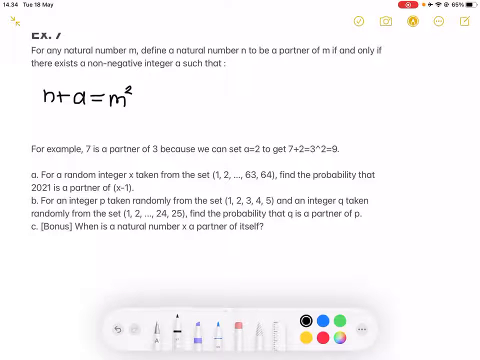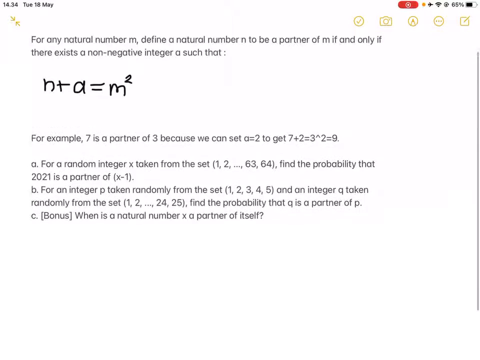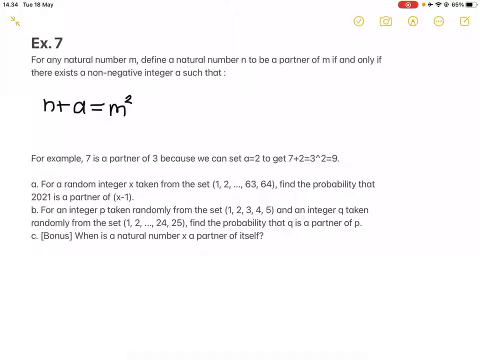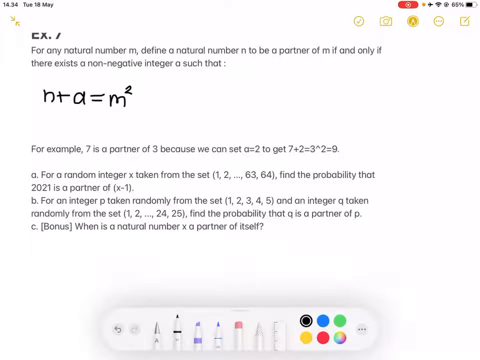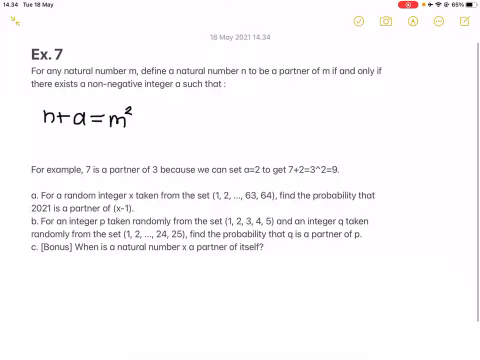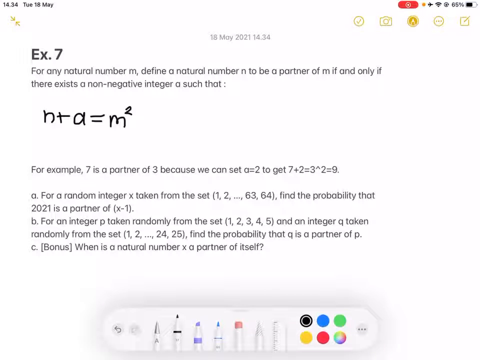Alright, so let's just answer the following questions. For part A, for a random integer x taken from the set 1, 2, and all the way up to 64, find the probability that 2021 is a partner of x minus 1. Well, finding and testing the values of a that make 2021 a partner of x minus 1 would be tricky, so let's just try to change this into an inequality.